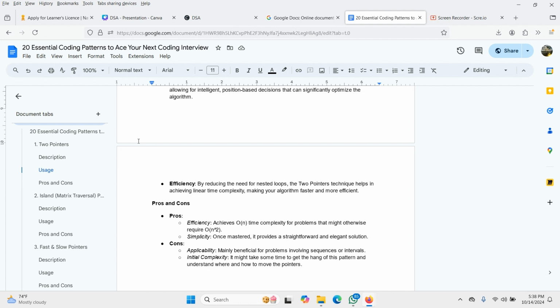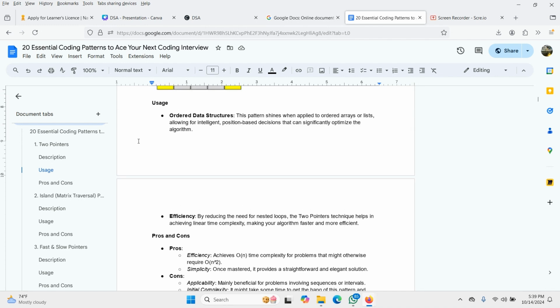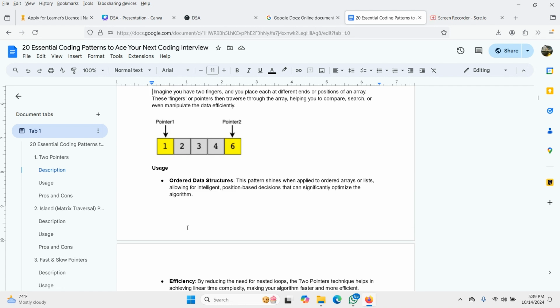Next, what are the cons of this approach? The applicability. What do you mean by the applicability? It is mainly beneficial for problems involving sequences or intervals. Initial complexity: it might take some time to get the hang of this pattern and to understand how to move the pointers, because you may not know where to use it and how, so it will take time to build in your mind where and how to use it. So that's about the two pointer design pattern.